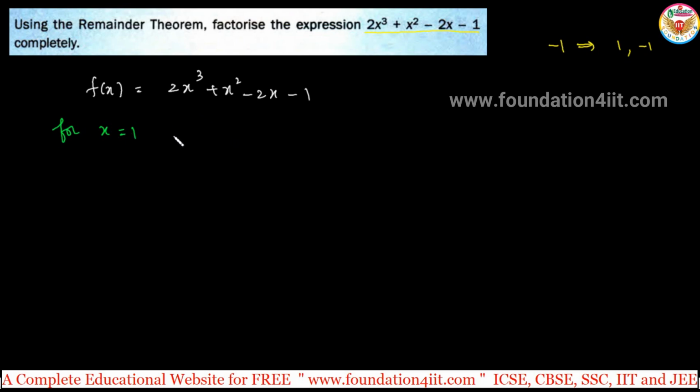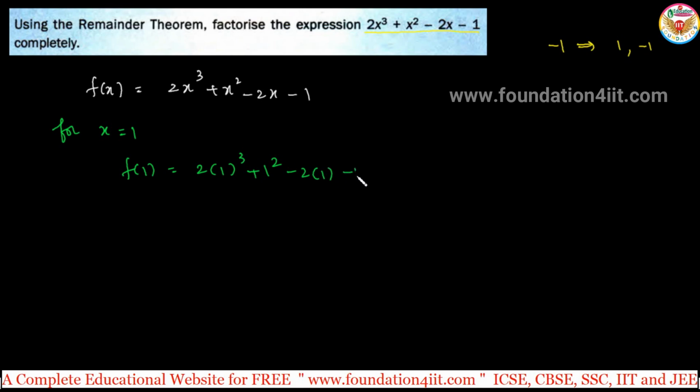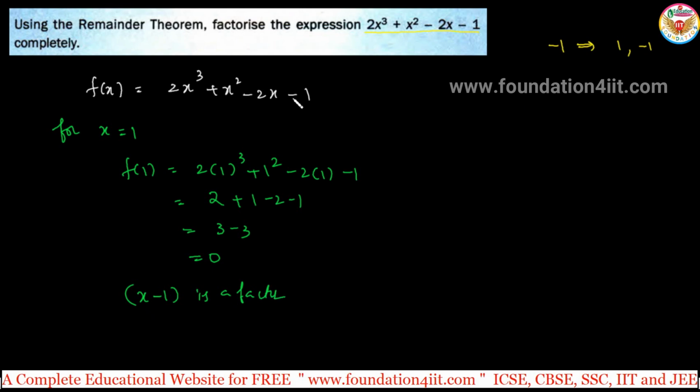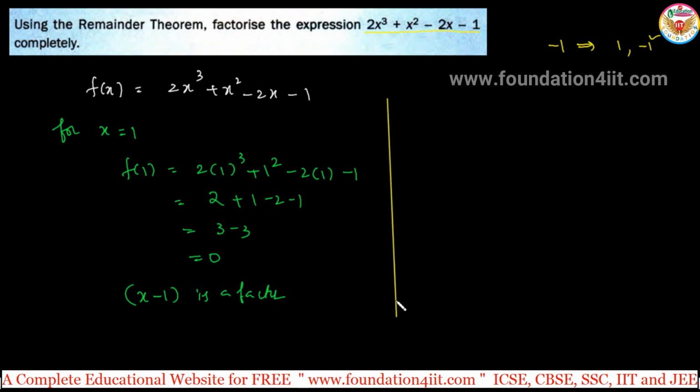Right? For x equal to 1, the value of the given expression, f of 1, is 2 into 1 cube minus 1 plus 1 square minus 2 into 1 minus 1. So 2 plus 1 minus 2 minus 1, that is 3 minus 3, 0. When f of 1 is 0, therefore x minus 1 is a factor. So you can find one factor by taking the constant's factors and substituting. If it is not 0, substitute minus 1 in the place of x. Then it becomes x plus 1 is a factor. That's the only change. And second step, you can use the division method to factorize.